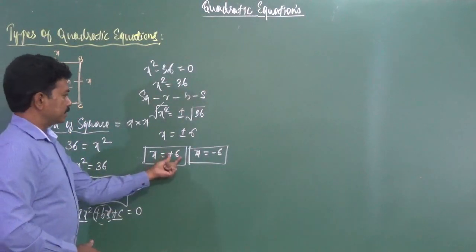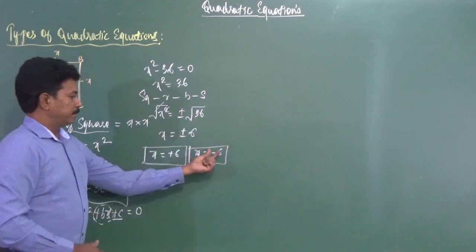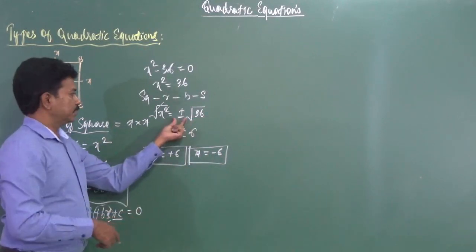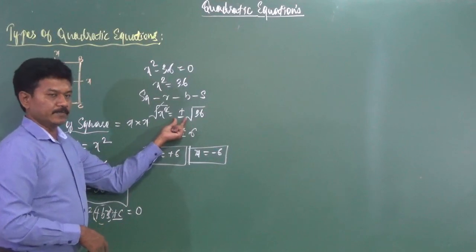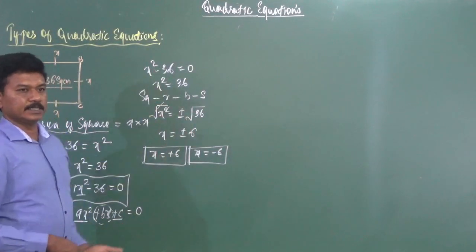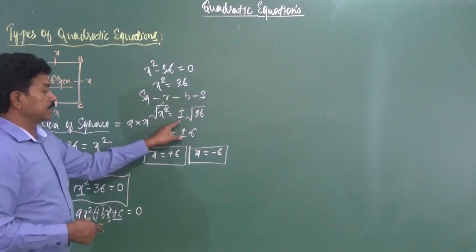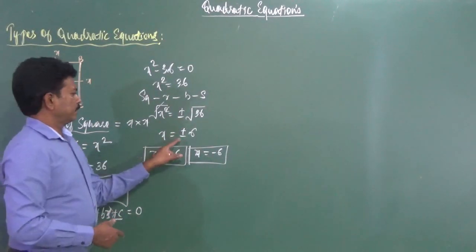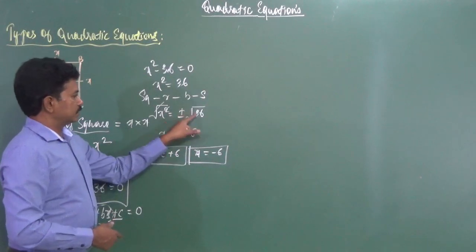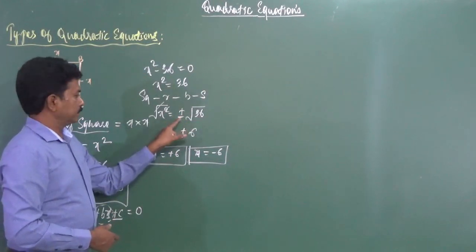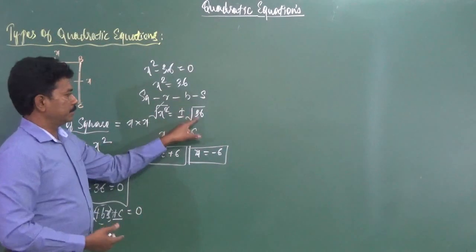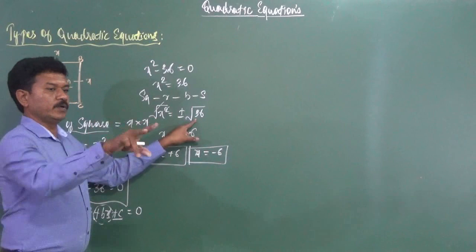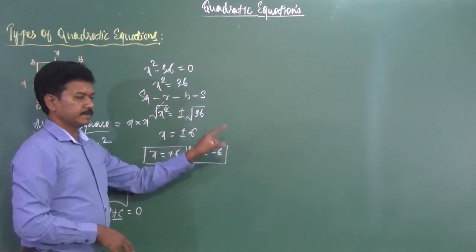Because plus 6 into plus 6 also gives you 36. Minus 6 into minus 6 also gives you 36. Therefore we put a plus or minus sign in front of the square root of 36. That is the reason why we have to put plus or minus. You may ask me, sir, why do we have to put plus or minus? Very simple. Plus 6 into plus 6 is plus 36. Minus 6 into minus 6 is also plus 36. Therefore, the square root of 36 has two values. One is plus 6, another is minus 6.